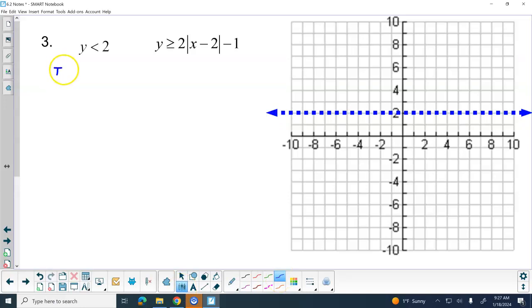You can still test point the origin. 0 less than 2, is that true? Yep, so we're going straight down. Okay. What kind of a graph, what kind of picture, if you will, is this other one?